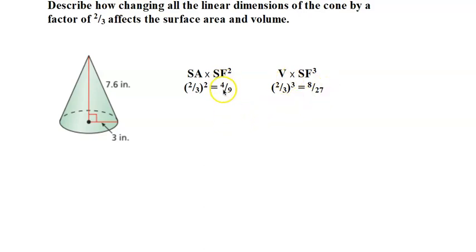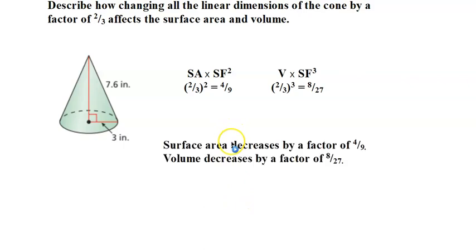And so let's see here. If I'm going to multiply by a factor of 2/3, notice this is less than 1. So that means the surface area is going to decrease by a factor of 4/9, and my volume is going to decrease by a factor of 8/27. Anytime you multiply by something less than 1, like 2/3, that means it's going to get smaller. If it's more than 1, then it gets bigger. So this is decreasing because I'm going to have a smaller cone. All right, so that's what happens if you change everything by the same factor.